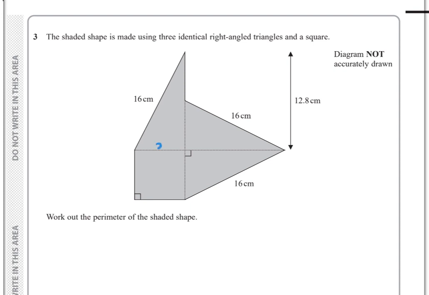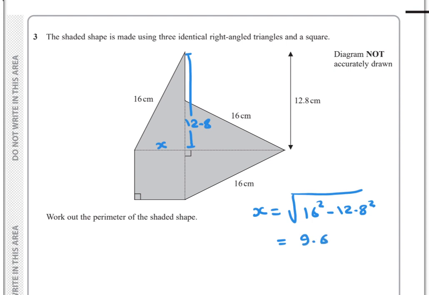If we consider this x and this 12.8, we can find x using Pythagoras theorem. So square root of 16 squared minus 12.8 squared equals 9.6. So this side is 9.6 centimeters.